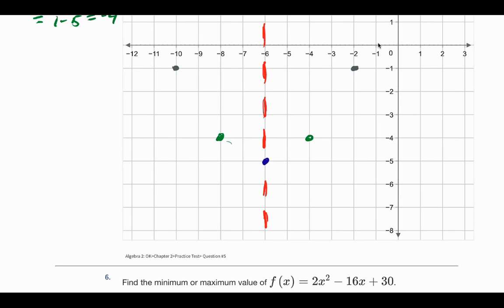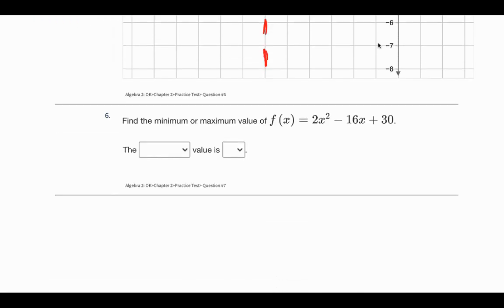All right. For number 6, find the maximum or minimum value of f of x is equal to x squared minus 16x plus 30. Since this one is in standard form, we need to get the x coordinate for our vertex. Again, that's going to be negative b over 2a.